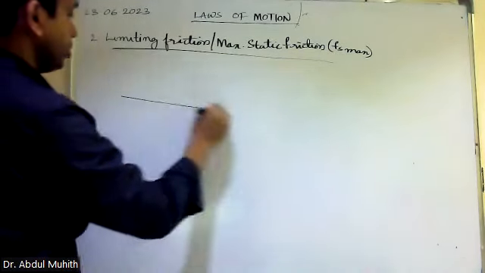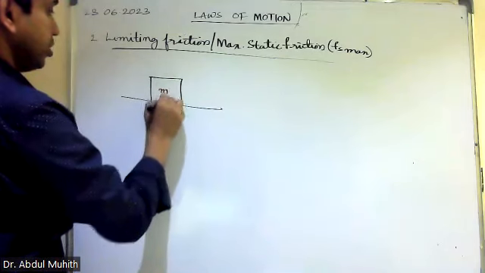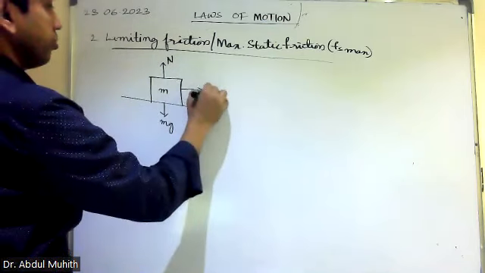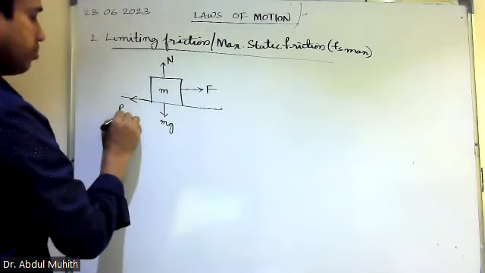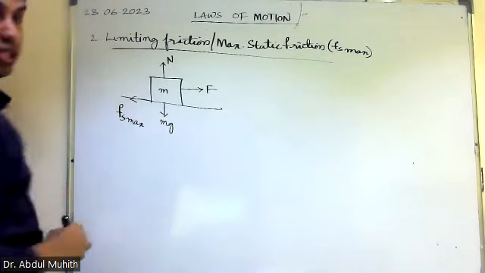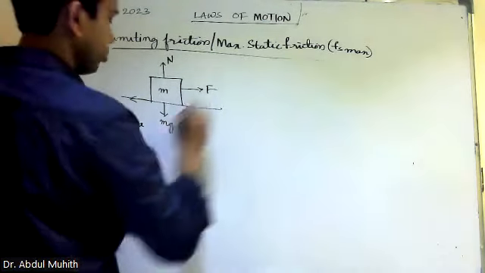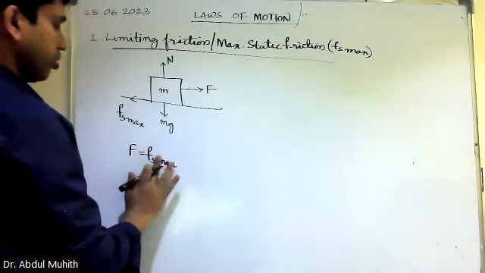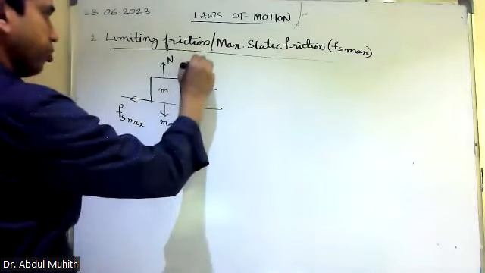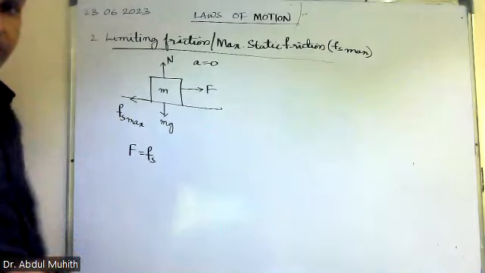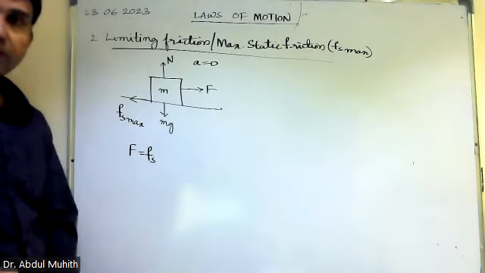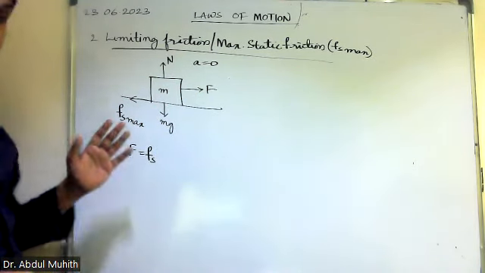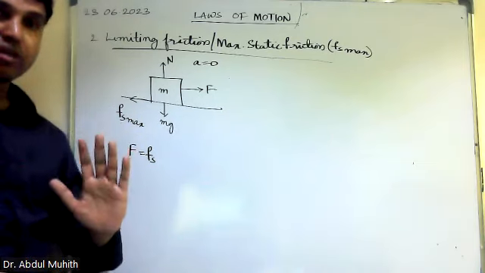Suppose this is the force, M is the mass, Mg is the weight, N is the normal reaction. Capital F is the applied force, and here it is Fs max. Suppose the applied force is exactly equal to the frictional force, F equal to Fs max. Then what happens? Still the body cannot move. The body is just about to move. It's not moving, but just about to move.